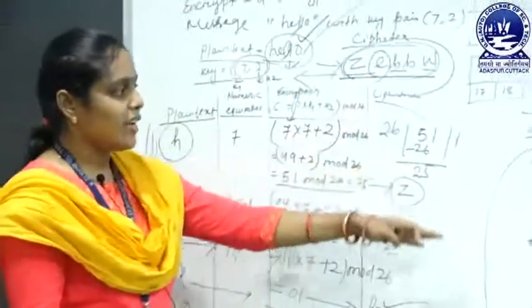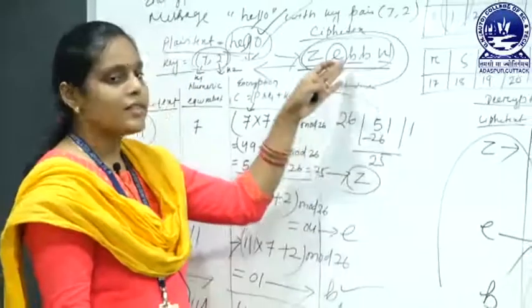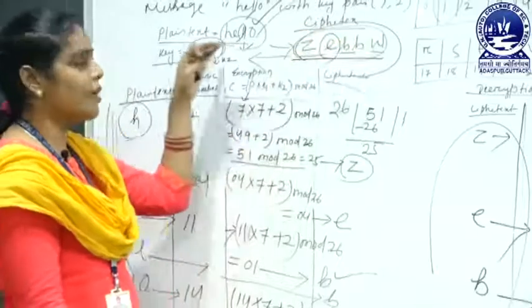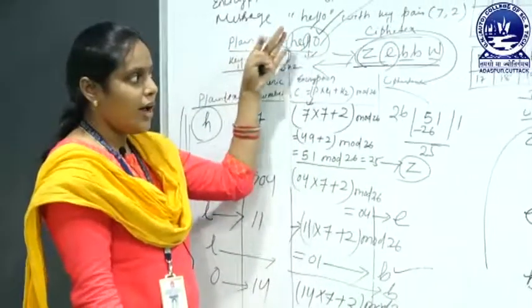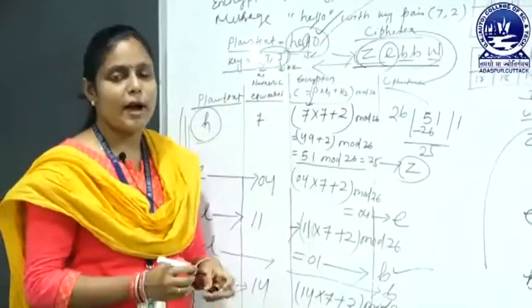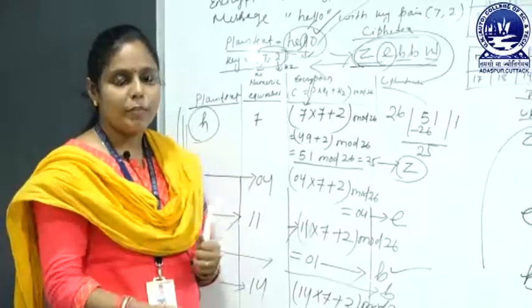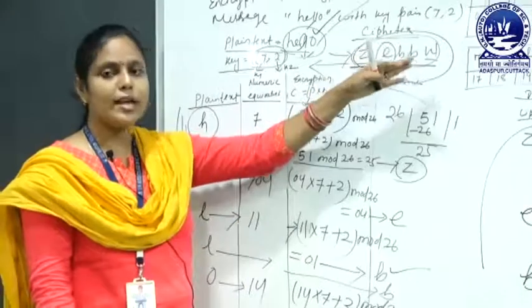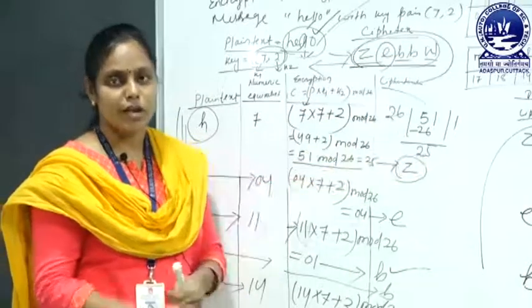That means in decryption we use the ciphertext and from the ciphertext we calculate the plain text. Now this is the process of finding plain text to ciphertext and ciphertext to plain text by using the affine cipher encryption and decryption algorithm.